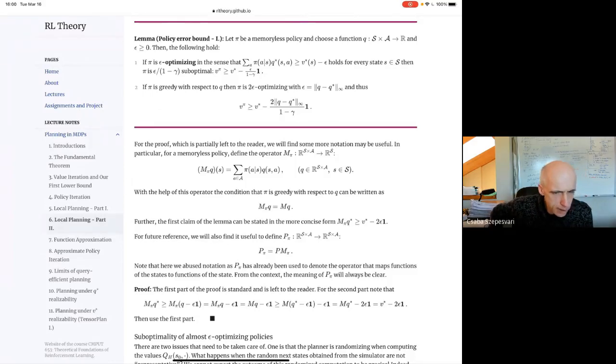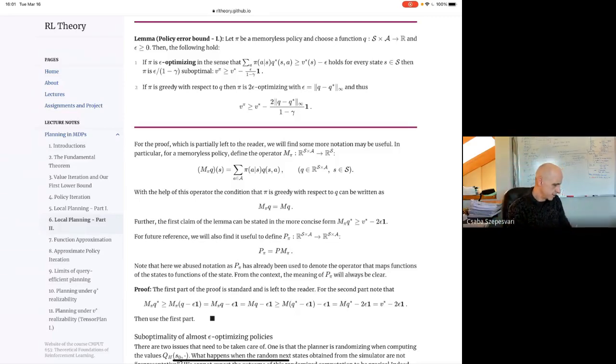It starts by saying if the policy was epsilon optimizing in the sense that you apply this M pi operator to Q star, then you get almost V star, then it follows that the policy cannot be bad. So there's a blow up by a factor of 1 over 1 minus gamma, but that's it. That's part one. And part two of this result says that if pi is greedy with respect to Q, then pi is 2 epsilon optimizing with this thing. So we want to start from this result.